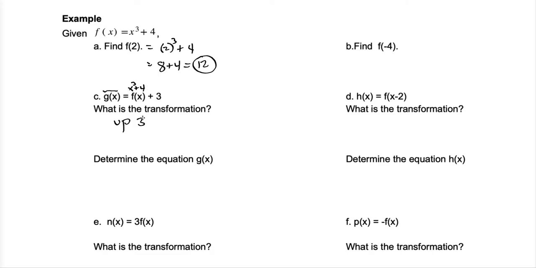Okay. So I'm putting x cubed plus 4 in place of f of x, and then I'm going to add 3 at the end. So g of x is x cubed plus 4 plus 3. Okay.